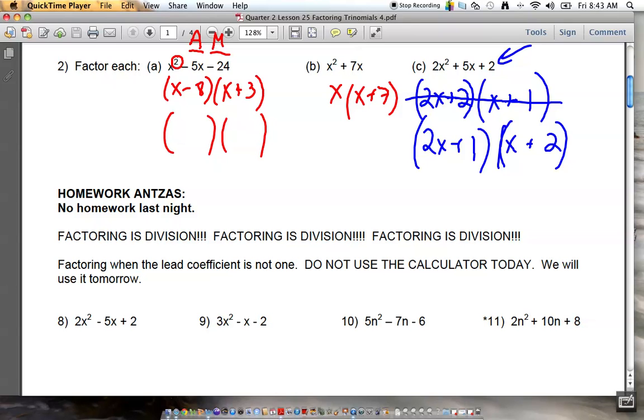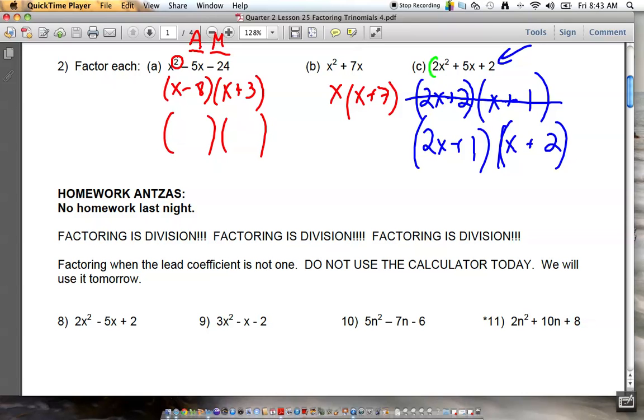2x times x is 2x squared. 2x times 2 is 4x. 1 times x is 1x. What's 4x plus 1x? 5x. And 1 times 2 is 2. I'm so confused. See, here's the thing.